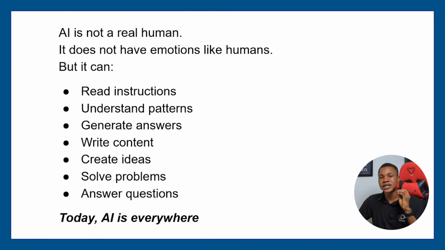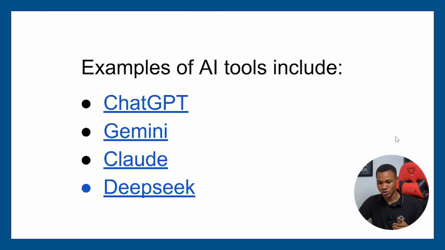Is that okay? So it is not a human being. It only reads instructions, understands patterns, generates answers, and of course writes content, creates ideas, and solves problems for you. So today AI is everywhere, and we have to jump into it. You have to learn how to use it the right way.